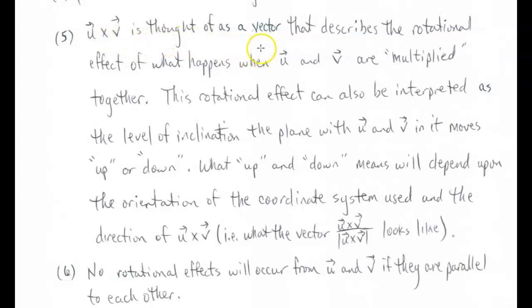Now, characteristic number 5, we want u cross v. This particular vector is thought of as a vector that describes the rotational effects of what happens when u and v are multiplied to each other. So I mentioned this earlier. This rotational effect can also, so this is an alternative way we can think about it, be interpreted as a level of inclination of the plane that both vector u and vector v are in, as that plane moves up or down.